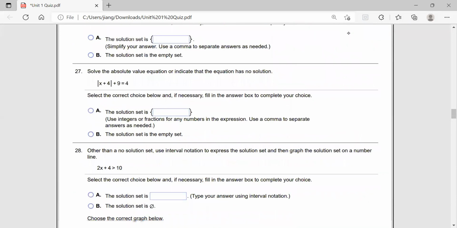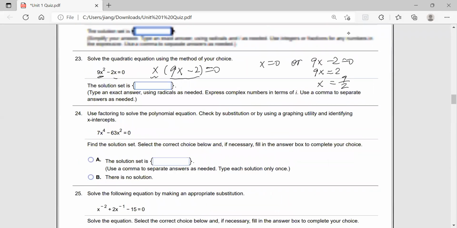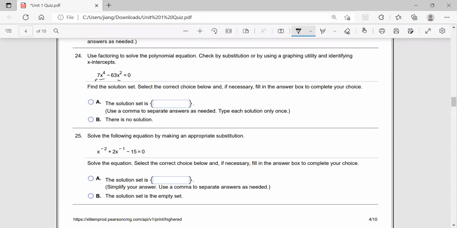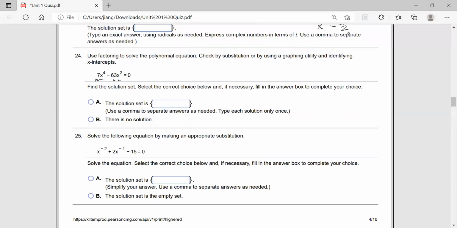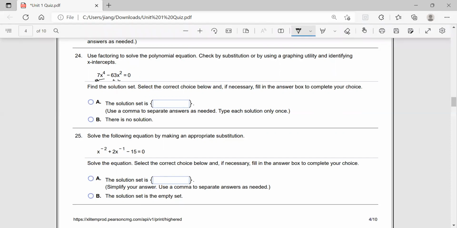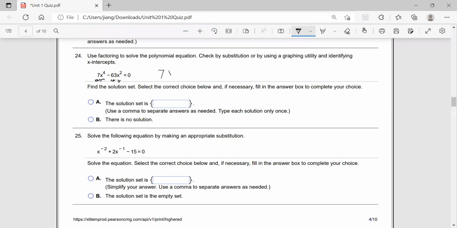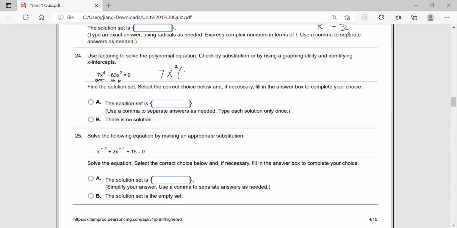How many questions left? Okay, not too many. Okay, let's see, number 24. Just factor out the GCF from these numbers and the variables. So 63 is 7 times what? It is 7 times 9. That means the GCF of 7 and 63 is 7. So I can factor out 7 from 7 and 63. And how about x to the 4th and x squared? I can factor out the x squared. So I have x squared times x squared minus 9 equals 0.